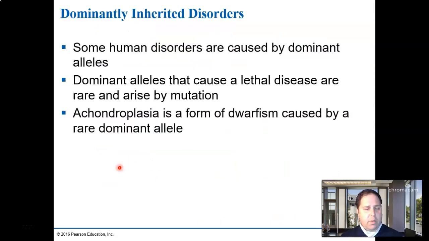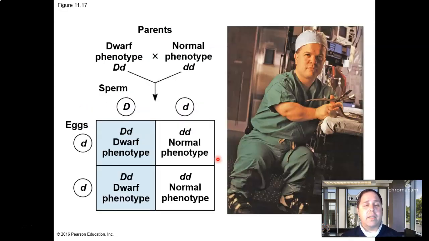There are some disorders, and we'll wrap this up, and you guys can think about it some more, that are dominantly inherited. That means that if the dominant allele causes the disease, most, or at least 50%, of the offspring will have that disease as well. They're pretty rare because they don't tend to have successful offspring, but dwarfism, or achondroplasia, is a form of dwarfism that's caused by this rare dominant allele. And so you can see that if you have a parent who has a dwarf phenotype, big D, little d, and a mother who does not have a dwarf phenotype, little d, you're still going to see 50% of the children having a dwarf phenotype.